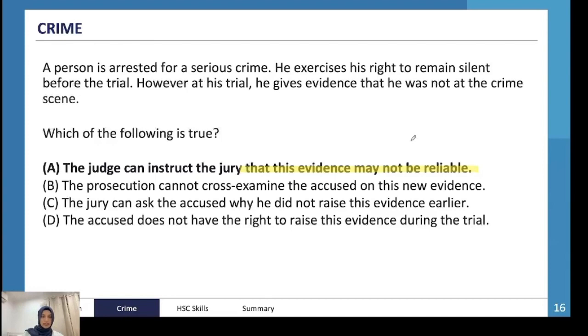It won't be B. The prosecution can indeed cross-examine. The jury can ask the accused why he did not raise. The jury really doesn't do that often. They don't really ask questions directly. That is not their job. The accused does not have the right to raise this evidence during trial, which is again incorrect because if they are there on the stand, they are able to do that.